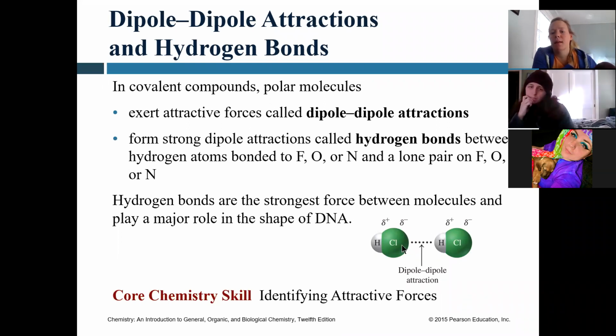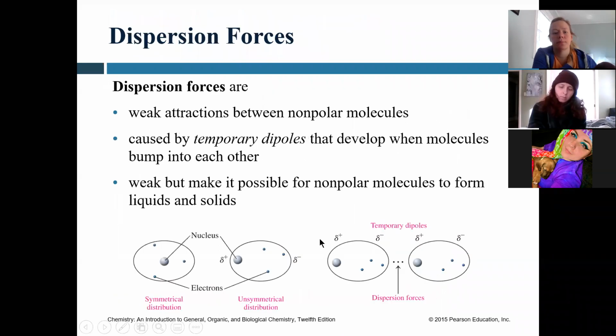But if this happened, instead of being a chlorine, it happened to be a fluorine, oxygen, or nitrogen, we would call it a hydrogen bond.